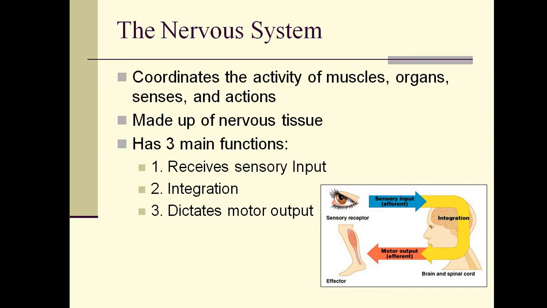The nervous system is made up of nervous tissue, and basically it receives sensory input, it integrates that, and after that, on the basis of the sensory input, it dictates the motor output. Each of these three can be considered an independent function. First, based on the external environment, it receives a sensory input. Then the brain integrates this and a decision making process is done. After that, the corresponding motor output is dictated. So this is the role of the nervous system.